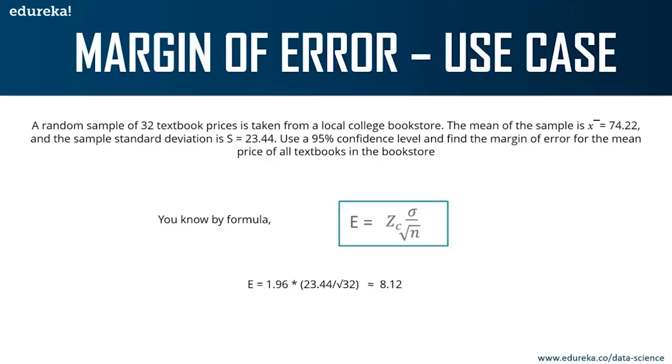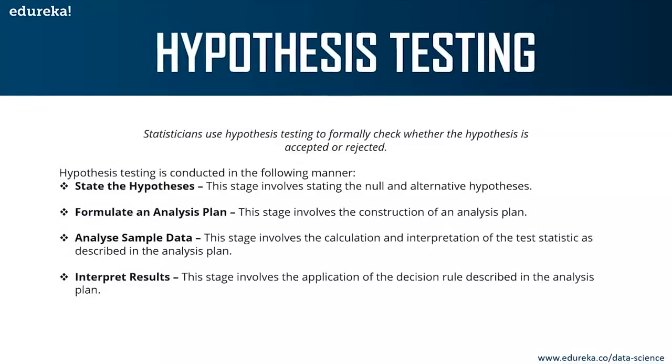Now that you know the idea behind confidence interval, let's move ahead to one of the most important topics in statistical inference, which is hypothesis testing, right? So basically, statisticians use hypothesis testing to formally check whether the hypothesis is accepted or rejected. Hypothesis testing is an inferential statistical technique used to determine whether there is enough evidence in a data sample to infer that a certain condition holds true for an entire population.